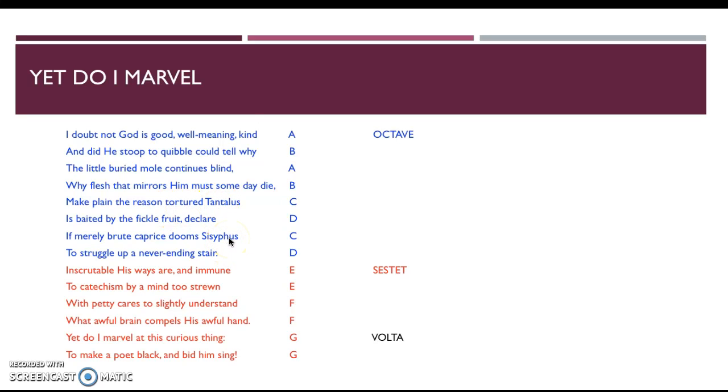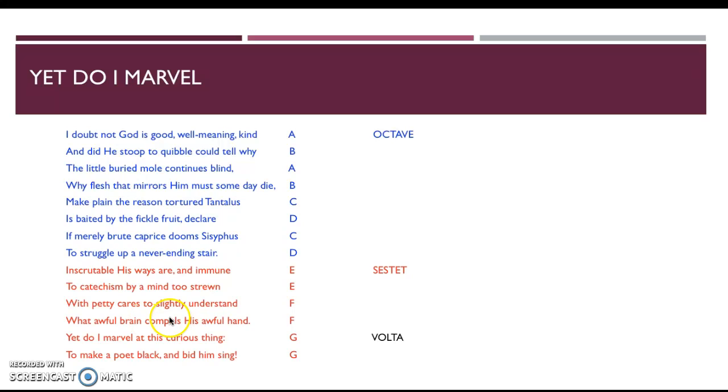If you don't know those references, take a look at those. I think our book has footnotes too that explain them. So in the octave then, he's establishing the things that he doesn't doubt, including these little mysterious things that he lays out for us. And then in the sestet, inscrutable his ways are, he goes on to explain that we'll never be able to understand his ways, right? Our minds are too occupied with little things to understand his awesome brain.